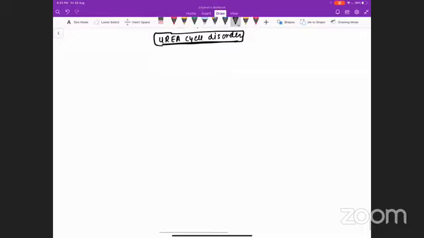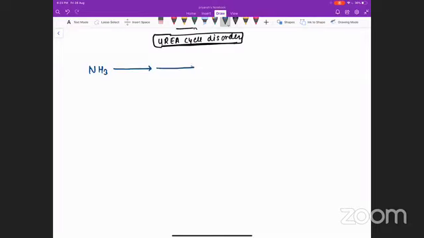Urea cycle disorders. Basically, in the urea cycle, we start with ammonia. There were 5 reactions, and after these 5 reactions, ammonia was converted into urea. First reaction, second reaction, and so on.